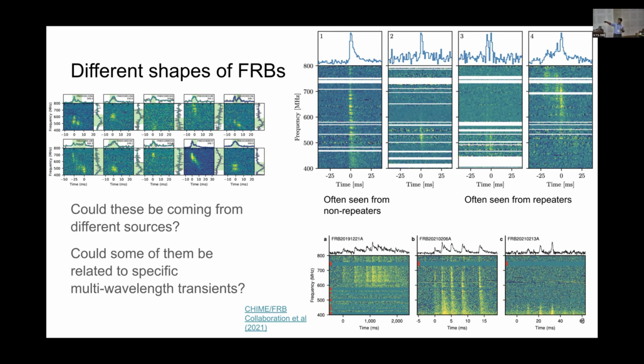There are things with multiple components. This is something called a sad trombone, which seems to go down in frequency. You have these components which are always marching down in frequency. And we have some hand-wavy evidence that most of the times we see these kinds of bursts from non-repeaters, and most of the times we see these kinds of bursts from repeaters.